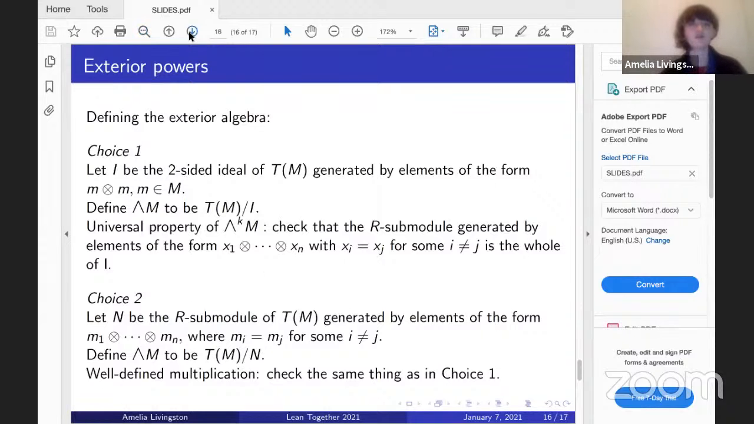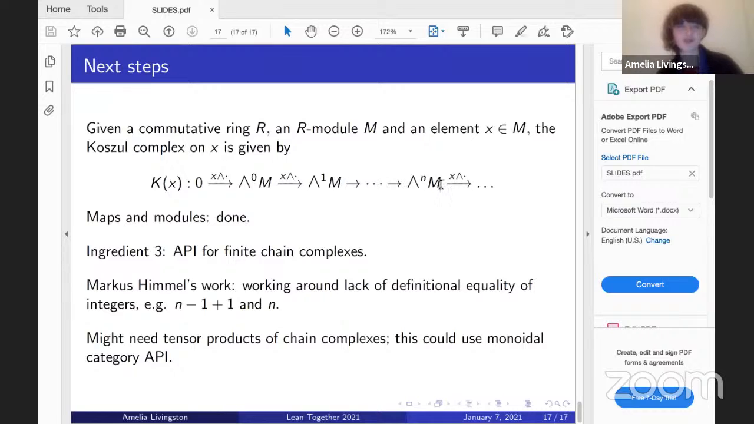And so now this is what a Koszul complex looks like. We have the modules and we have the maps. And the last ingredient is to be able to talk about chain complexes. And in my use cases, M is always a free module of finite rank. So in that case, most of the modules in the Koszul complex are actually trivial. And so in particular, I need a way to flexibly work with finite chain complexes.